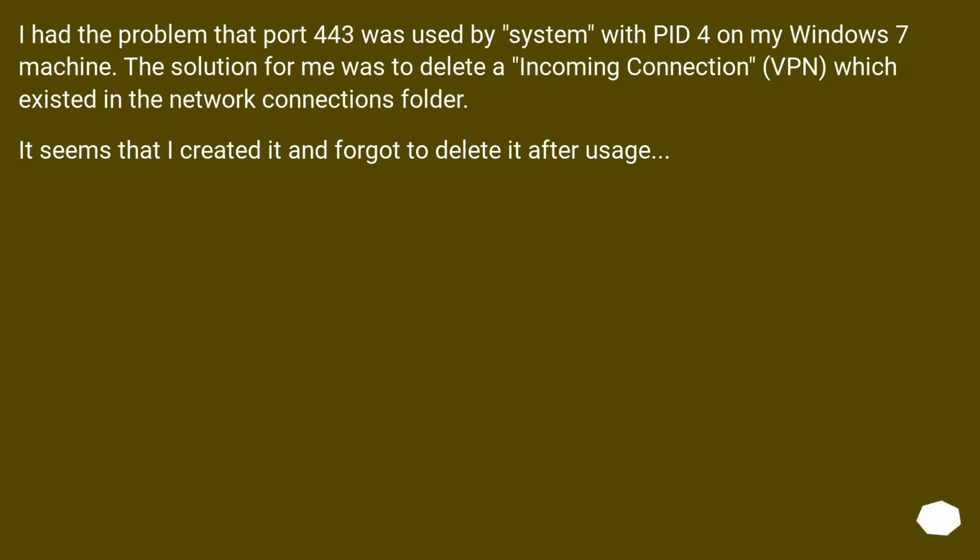I had the problem that port 443 was used by System with PID 4 on my Windows 7 machine. The solution for me was to delete an incoming connection, a VPN, which existed in the Network Connections folder. It seems that I created it and forgot to delete it after usage.